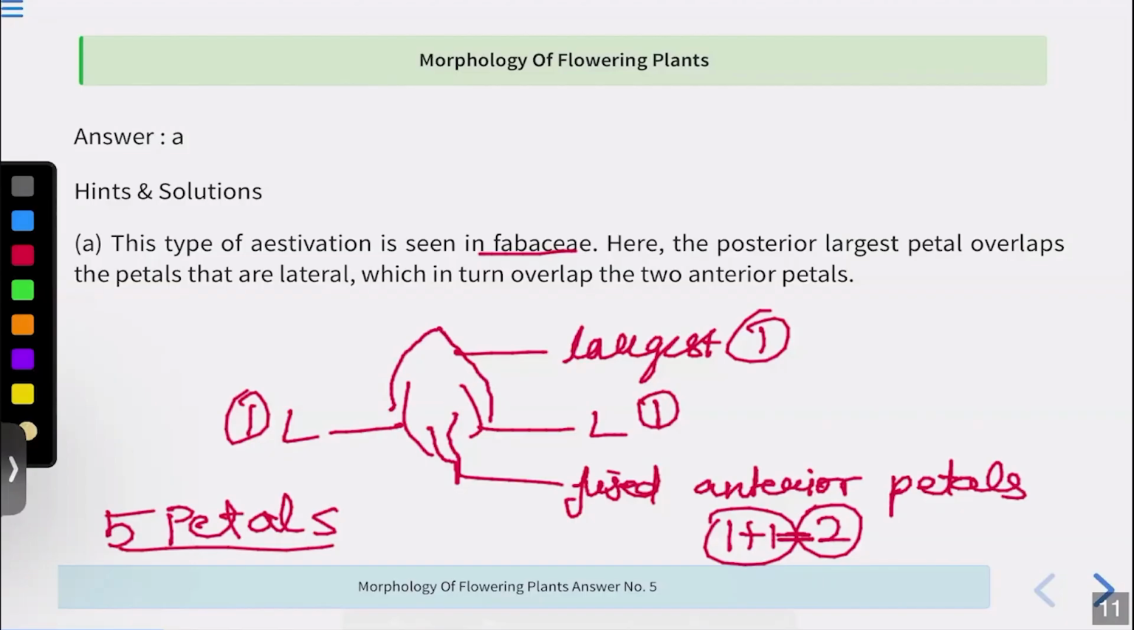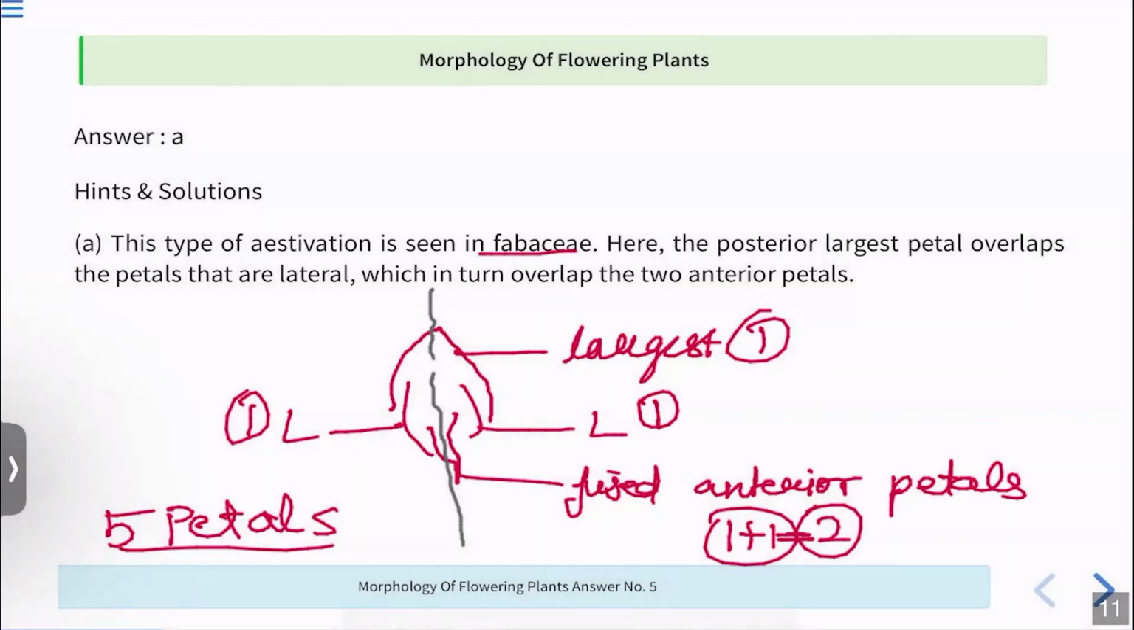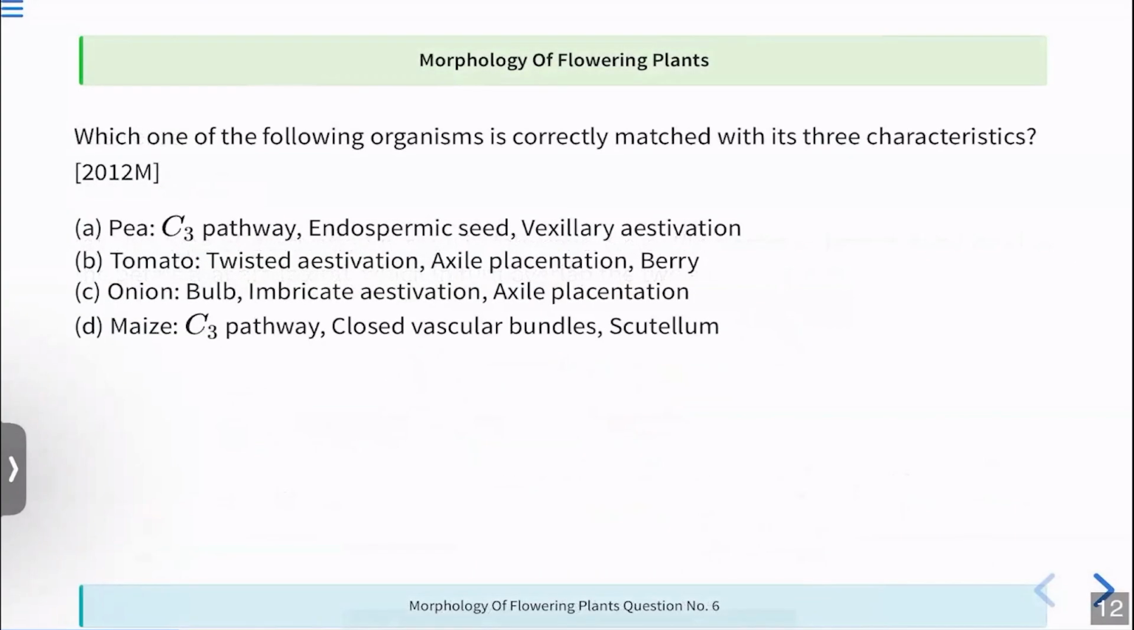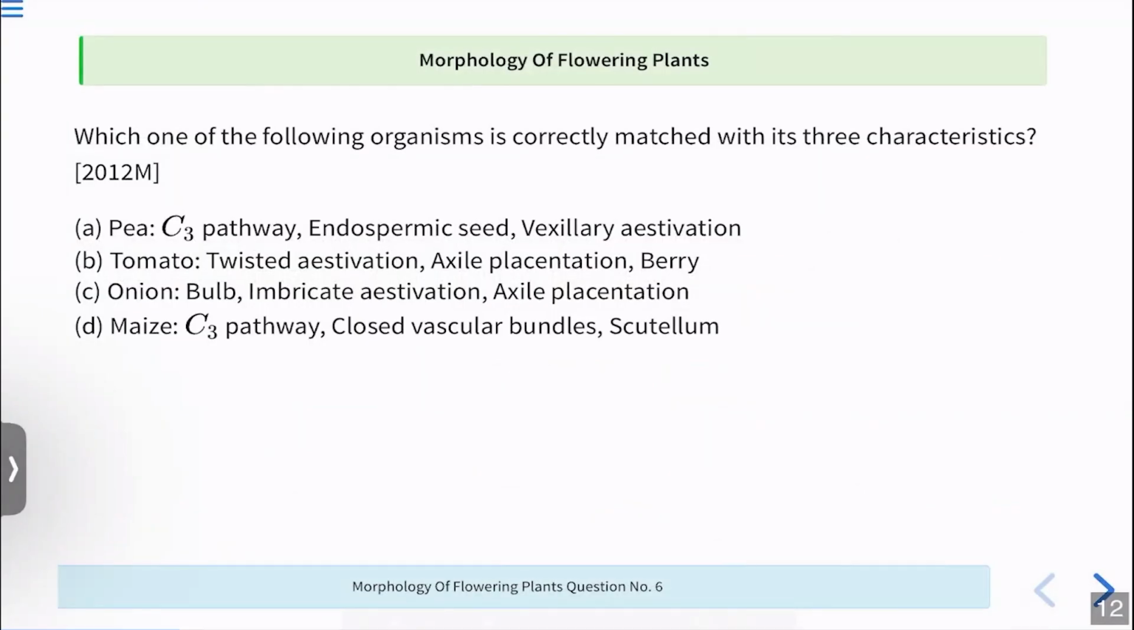Here you can symmetrically divide the flower into two equal halves by passing one plane. Okay, that turns it into a zygomorphic flower. All right. Okay, we'll move on to the next question. Question number 6 says, which of the following is correctly matched with its three characteristics? Pea, C3 pathway, endospermic seed, vexillary aestivation. Pea belongs to Fabaceae, so definitely it has vexillary aestivation.